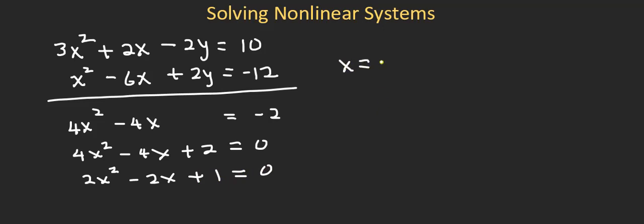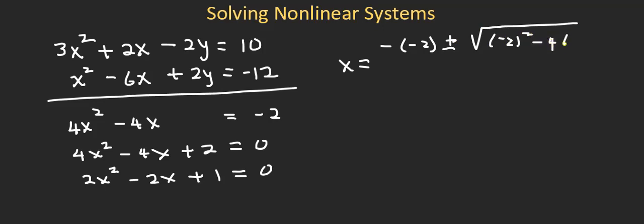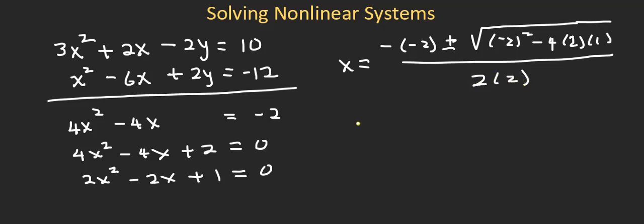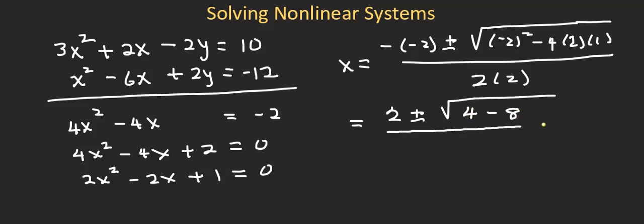So x equals negative b plus or minus the square root of b squared minus 4ac, all over 2a, which is 4. So you get 2 plus or minus the square root of, that's 4 minus 8, all over 4.